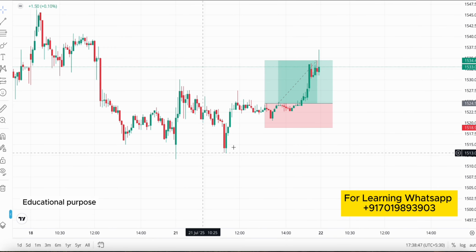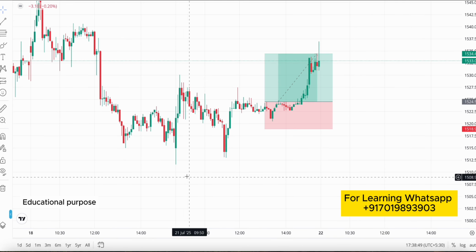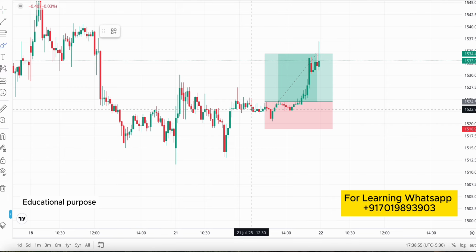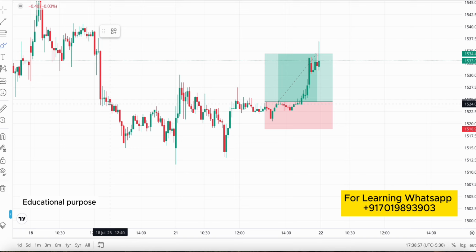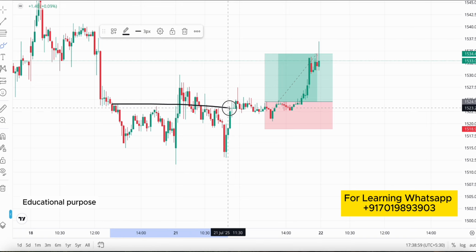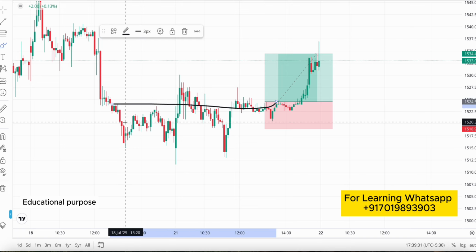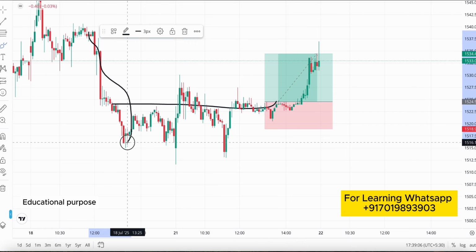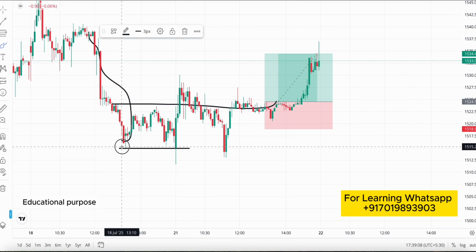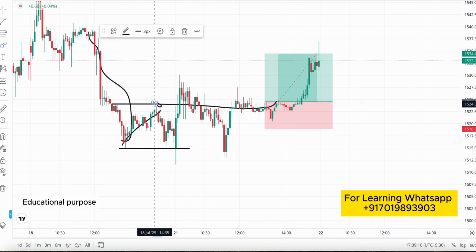Firstly, I'll be telling you how I've traded on this particular chart setup today and how I was able to make the profit. As you can see on this chart, this was an important level. On the previous day, the stock price had come down, and after coming down it went up and made this particular level a resistance level.